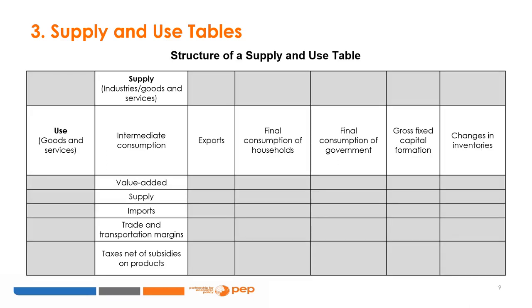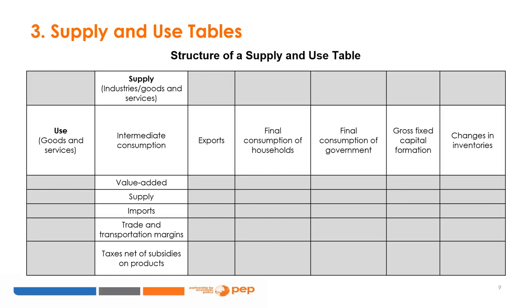The SUT consists of two separate and interdependent accounting tables, the supply table and the use table. However, the SUT can be presented as one table integrating both the supplies and the uses of goods and services. The presentation of the SUT as one integrated table does not allow the supplies of commodities for more than one industry or the supplies of many commodities by one industry.